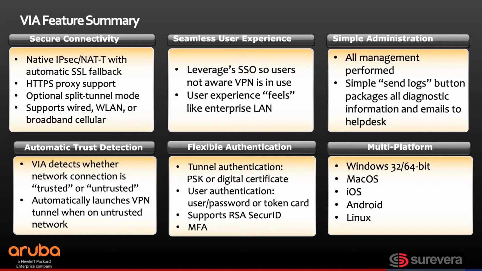So that kind of goes over into the seamless user experience, so we'll kind of jump over that one. Simple administration. Everything is able to be done very easily. If there's issues with the client connectivity, there's a button within the agent that says send logs. They're able to click that button and it packages up all the logs and is able to send that directly to the network team so they can do some troubleshooting. So the automatic trust detection, that's kind of what I mentioned earlier with being able to do the inside or outside network, and it will automatically launch the VPN tunnel.